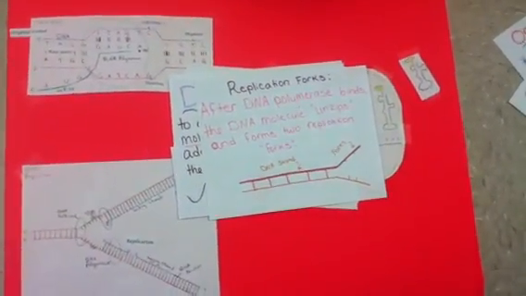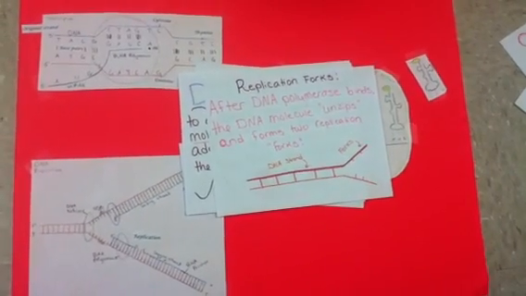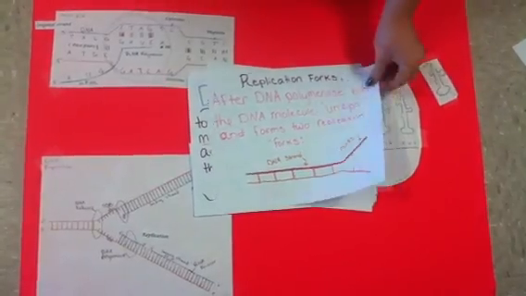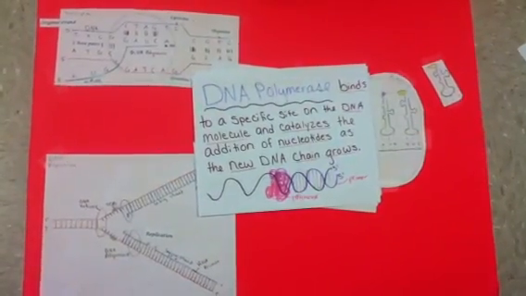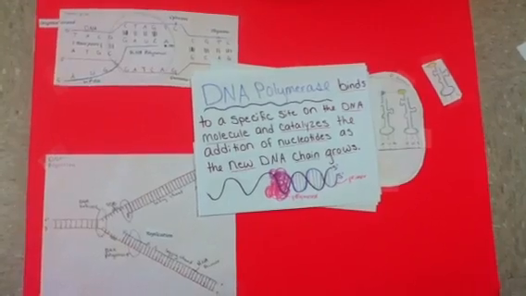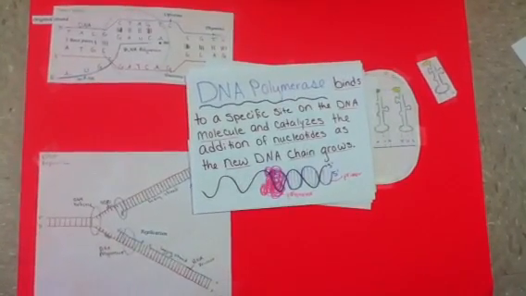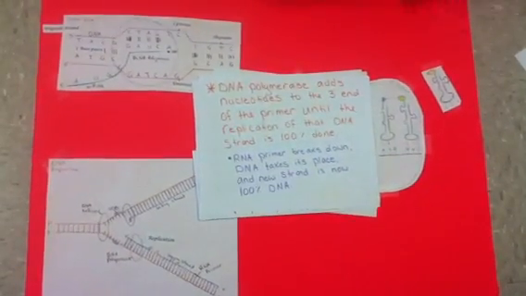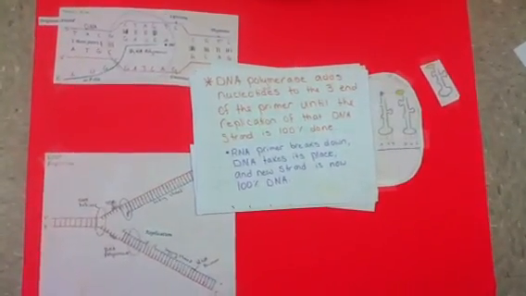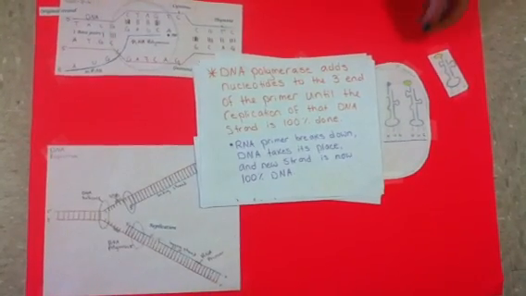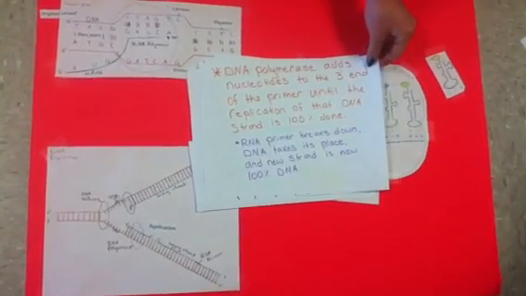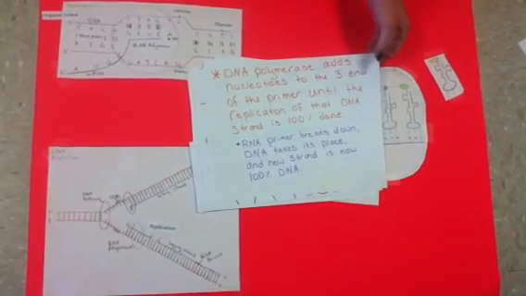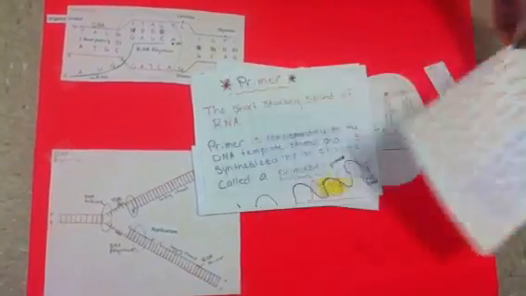Replication forks. After DNA polymerase binds, the DNA molecule unzips and forms two replication forks. DNA polymerase binds to specific sites on the DNA molecule and catalyzes the addition of nucleotides as the new DNA chain grows. DNA polymerase adds nucleotides to the free end of the primer until the replication of that DNA strand is 100% done. The RNA primer breaks down, DNA takes its place, and the new strand is now 100% DNA.